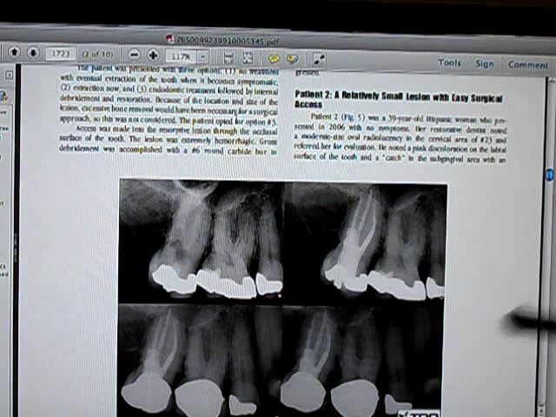If you think this is just decay and you drop a burr in there, get ready. It's going to bleed like crazy. So we need to know what we're looking at, resorption versus decay. You kind of need to get a feel for what these things look like.